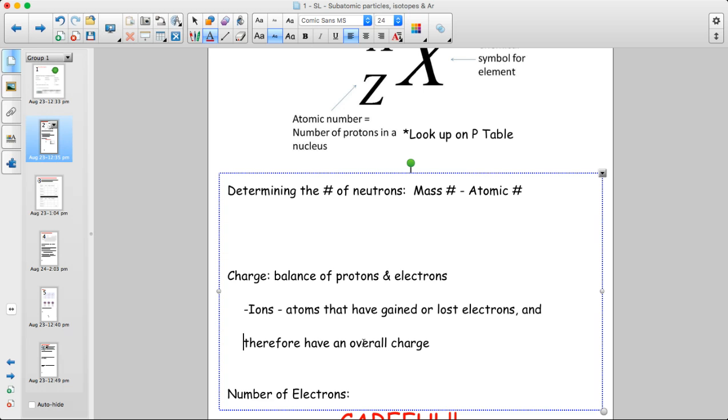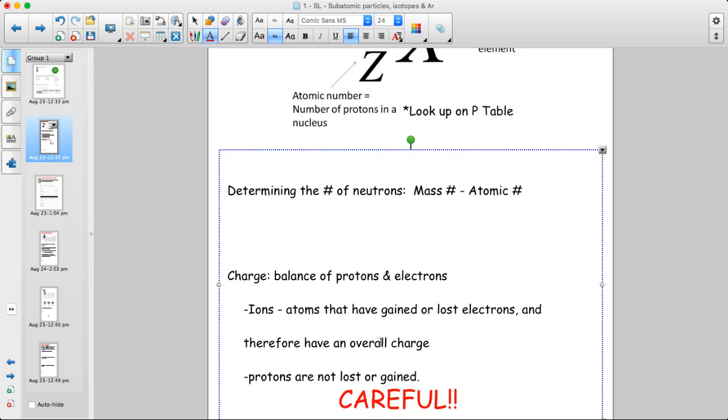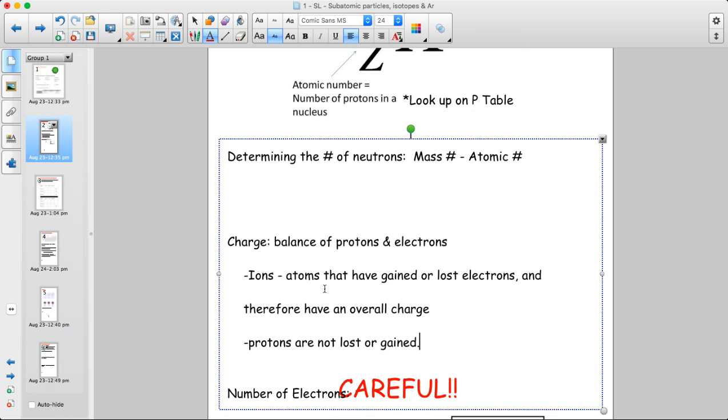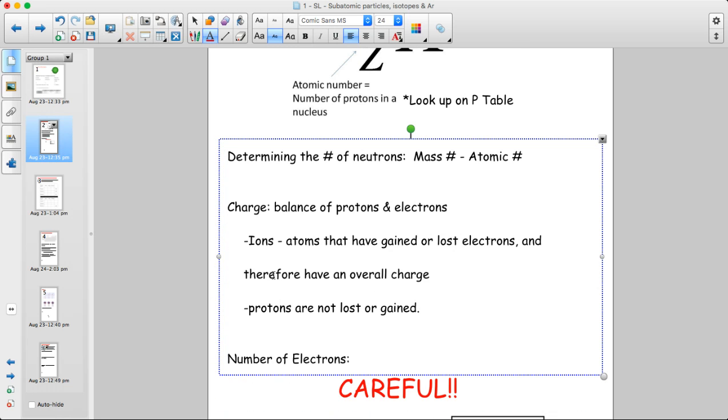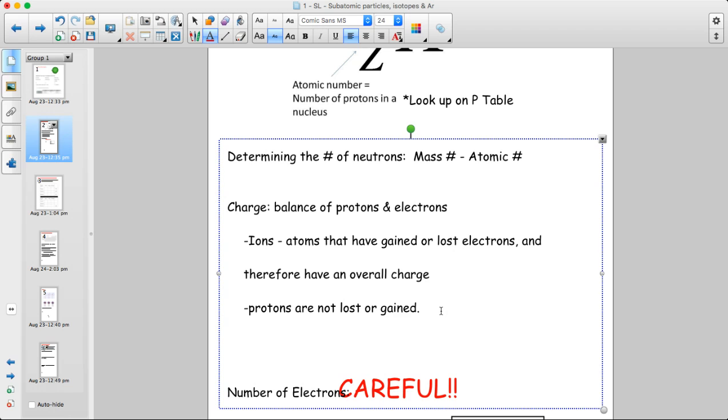Atoms are not going to gain or lose protons. So protons are not lost or gained in any sort of simple chemical process that we're looking at, the protons remain the same. So if the protons are remaining the same, it's only electrons being gained or lost. So when you're doing charge, when you lose electrons, you are losing a negative value. So it's like subtracting a negative, and the charge becomes positive.